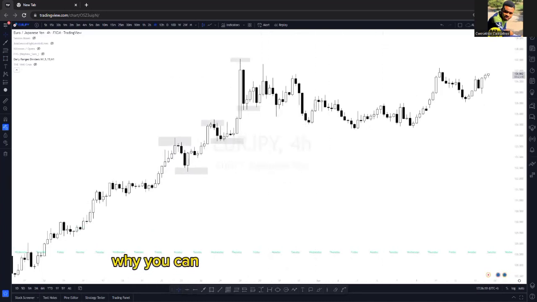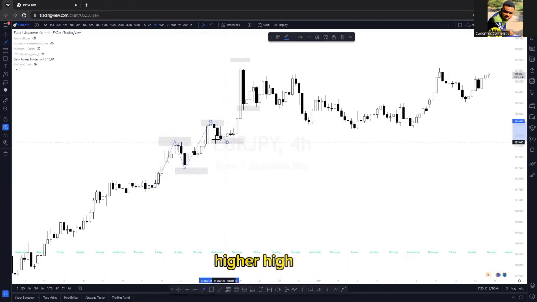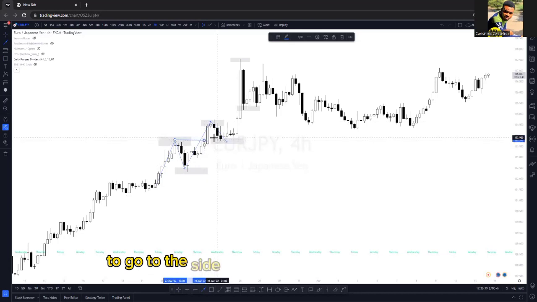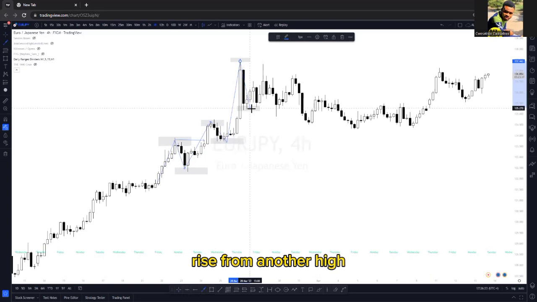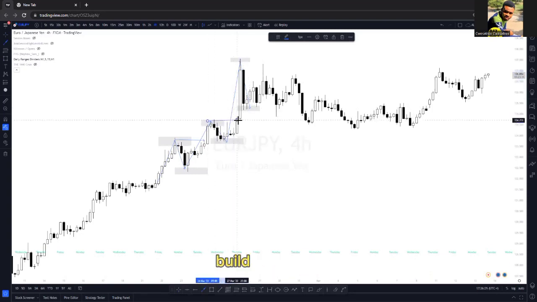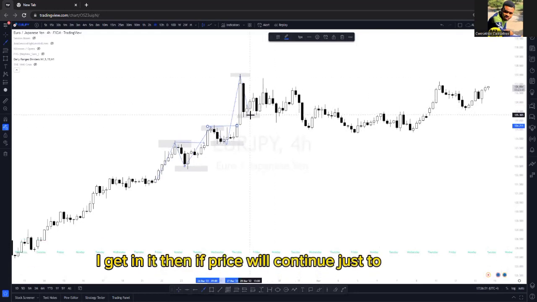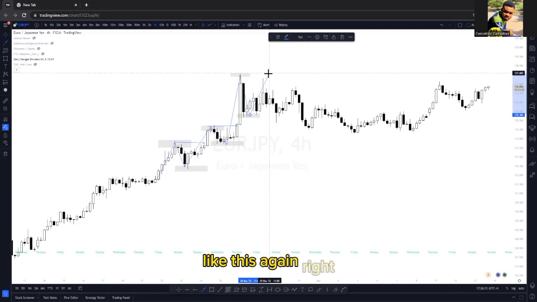So over here you can see this on the H4, one move, higher high, price took out this high. We have a break of market structure, price formed another high, came down again, broke this again. Are you getting it? Then if price will continue, it has to be like this again, right? Good.